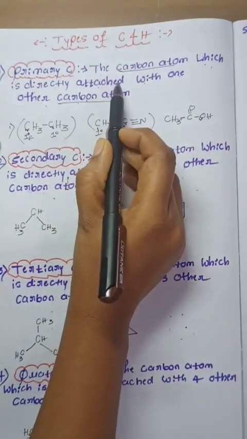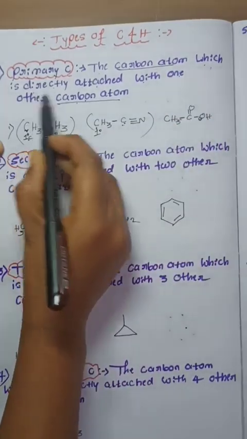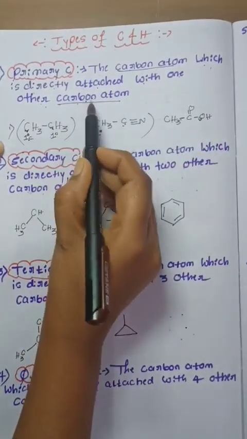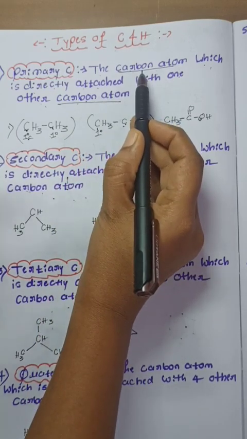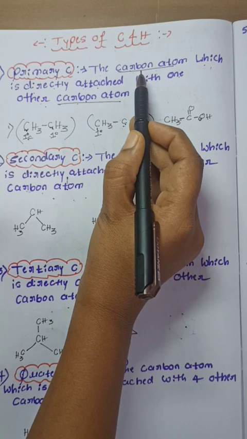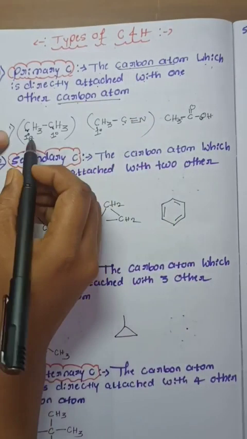Primary carbon means the carbon atom which is directly attached with one other carbon atom. Okay, means one carbon should attach with only one more carbon atom, that carbon we call primary carbon. By taking an example I will explain.